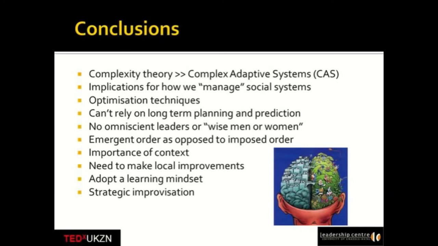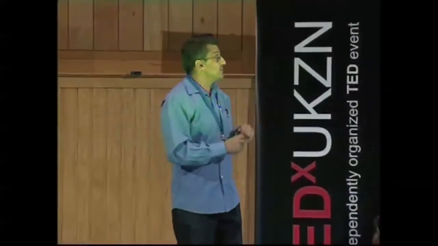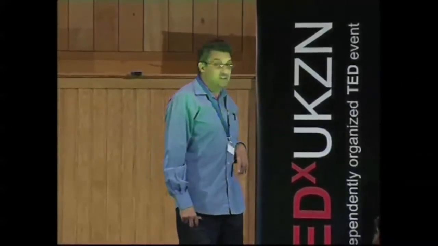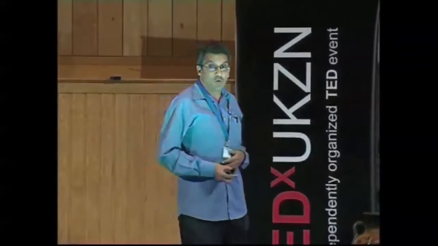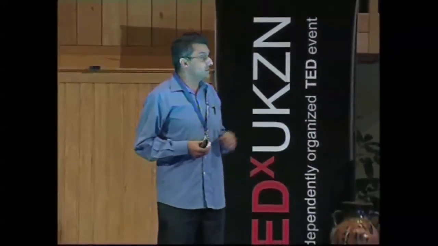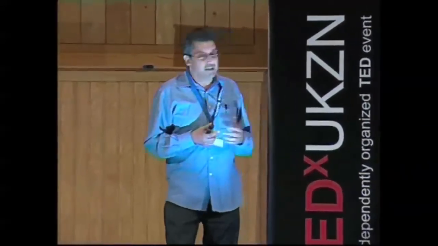And finally, I basically tried to share with you, drawing from complexity theory, an understanding of what complex adaptive systems are, and we can draw out some implications for how we manage social systems, which is quite difficult. Optimization techniques don't work. We can't rely on long-term planning and prediction. There are no omniscient leaders or wise men or women. There's emergent order as opposed to imposed order. We have to take into account the importance of context, make local improvements, adopt a learning mindset, and maybe some ideas around strategic improvisation.